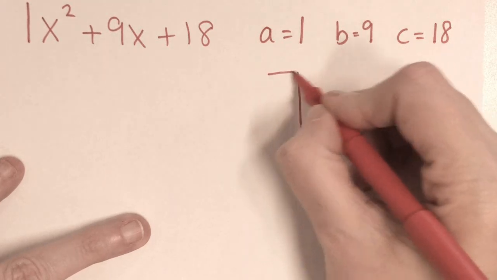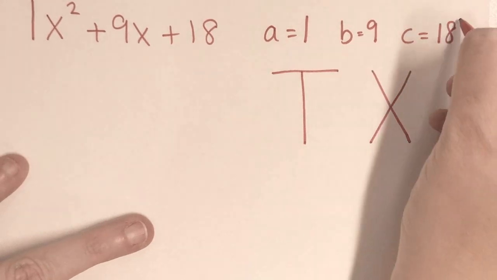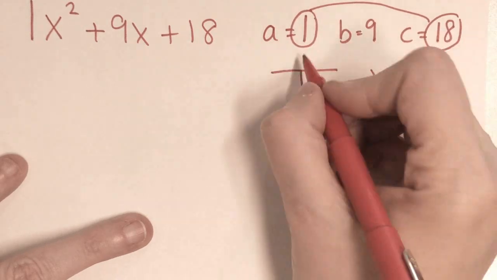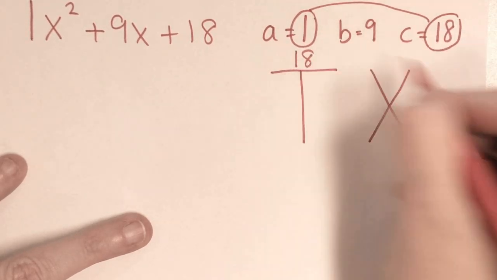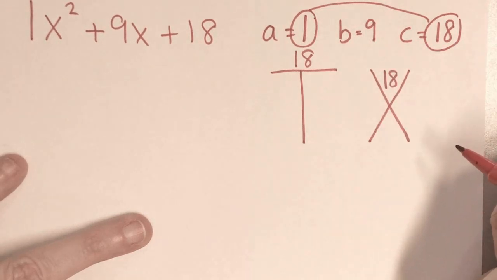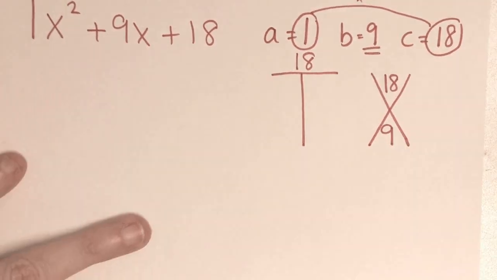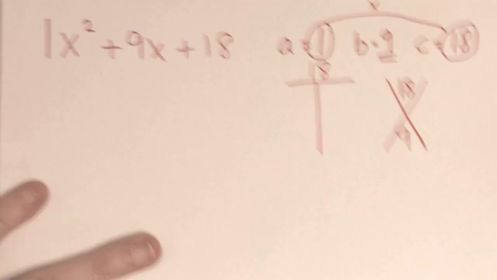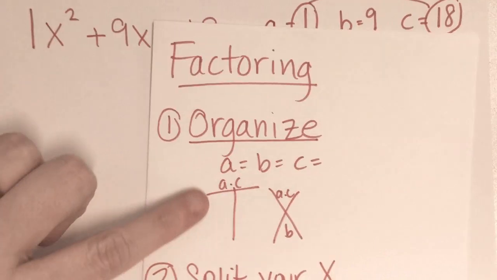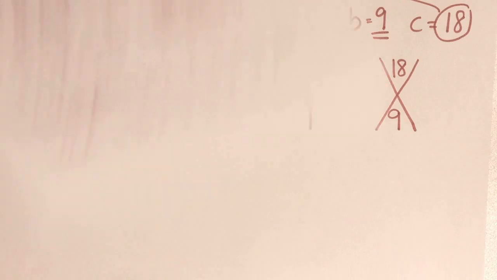Next thing we do is we make our big TX. Okay, and on our big TX, we're going to take A times C. 1 times 18 is 18. That goes on top of the X. And then B is going to go on the bottom of the X. All right? That's our first step. That's our organizing step. Our organizing step is finding our A, B, and C, and then filling out our big TX so that we're ready to start. Okay? So that's the first step.